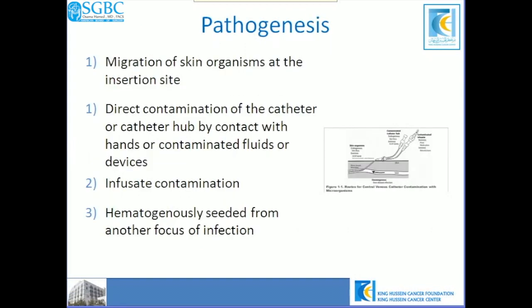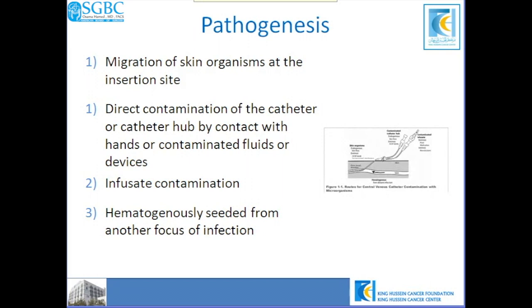Now, how does the central line get contaminated or infected? We have 4 major routes. We have the migration of the skin organism at the insertion site. Basically, at the time of insertion, the organism transferred through the subcutaneous tunnel or the subcutaneous pathway of the catheter and ended up in the tip. This is the most common way of contamination.